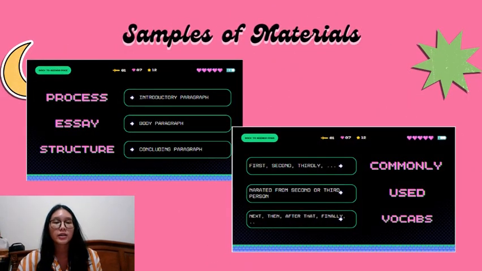Here are other examples of materials used. These are the samples of materials that are used in the study stage. I use process as a structure and commonly used vocabs to provide the material for the students.